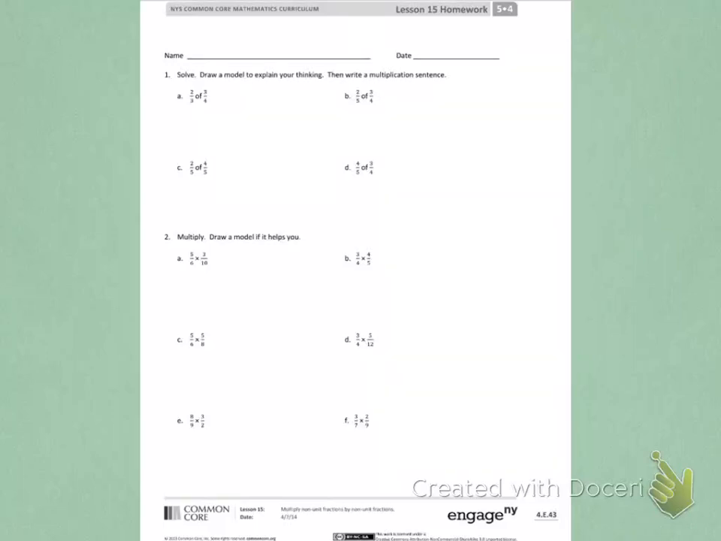Grade 5, Module 4, Lesson 15 homework. Problem number 1. Solve. Draw a model to explain your thinking, then write a multiplication sentence.